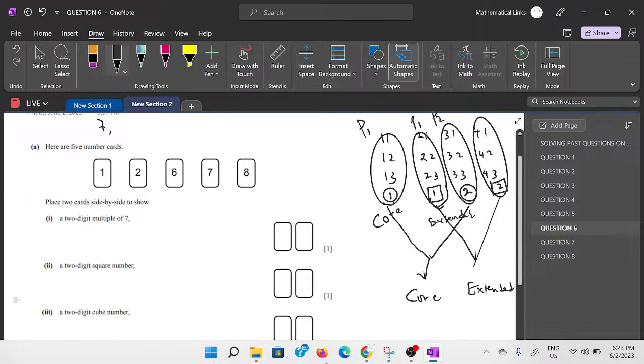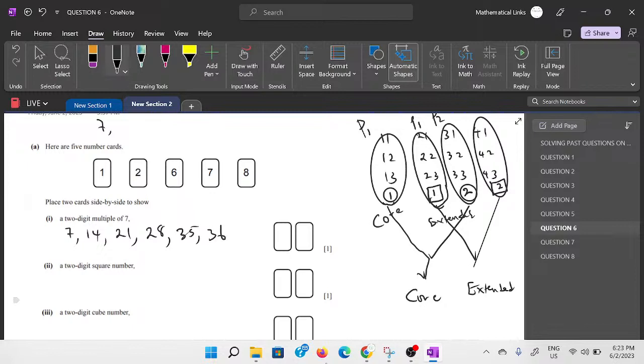Okay, let me write here. 7 times 1, 7. 7 times 2, 14. 7 times 3, 21. 7 times 4, 28. 7 times 5, 35. 7 times 6, 42. I was carried away with the counting, okay? So these are the multiples of 1, 2, 3, 4, 5, 6. So these are the first 6 multiples of 7, okay?